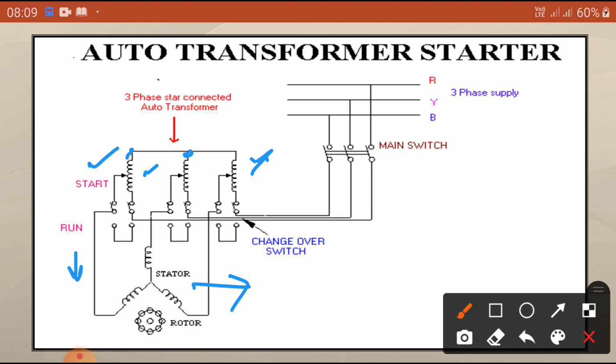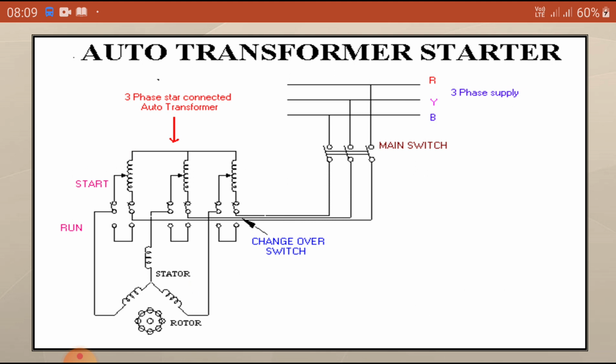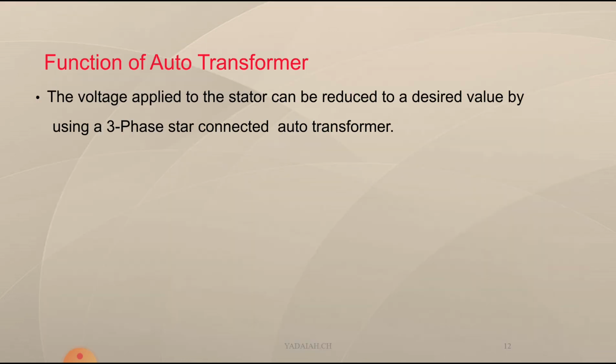The operation of the switch can be automatic by using relays, as we have just seen. This type of starter is suitable for both star and delta connected motor stator windings. So these are the operations of the auto transformer starter.